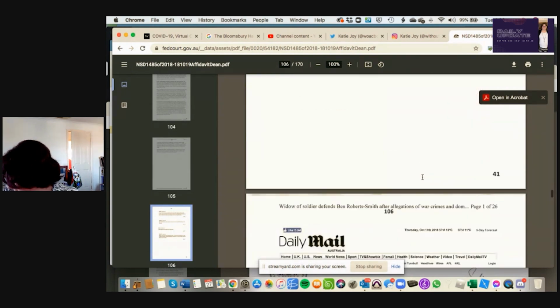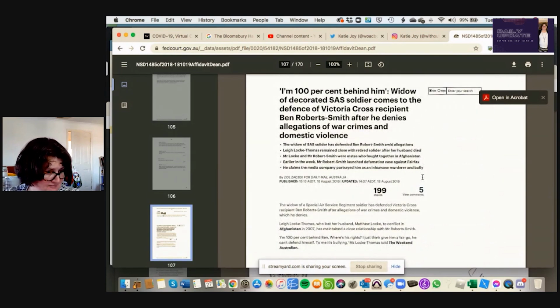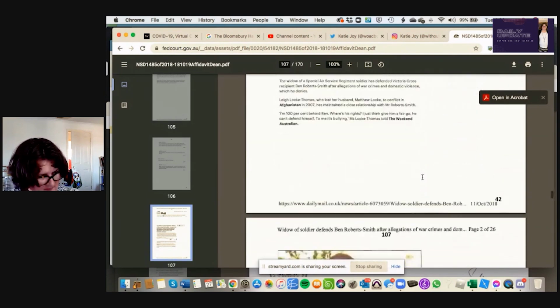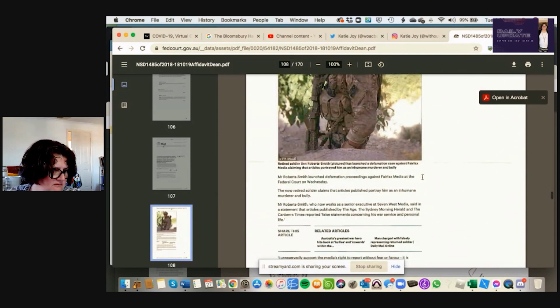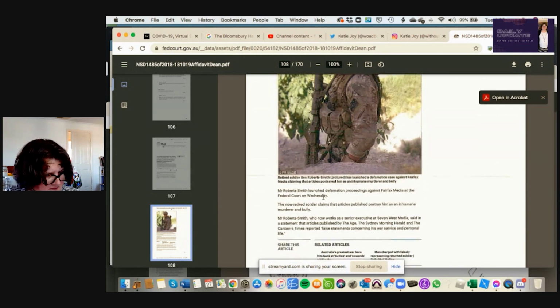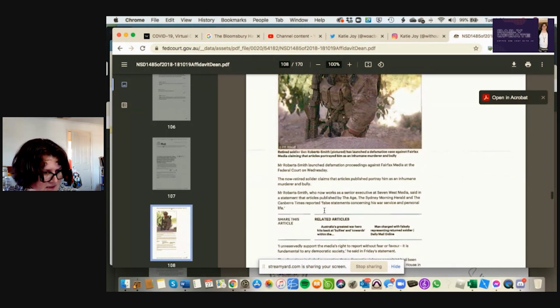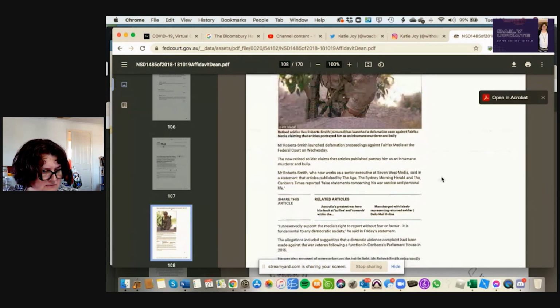Here we go. So this is all of it. This is the article. It says he's launched defamation proceedings against Fairfax. Articles published portray him as an inhumane murderer and a bully. He also was working at 7 West Media.